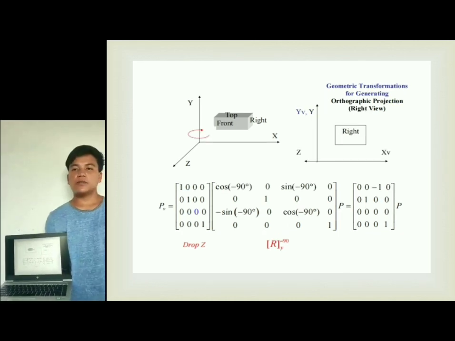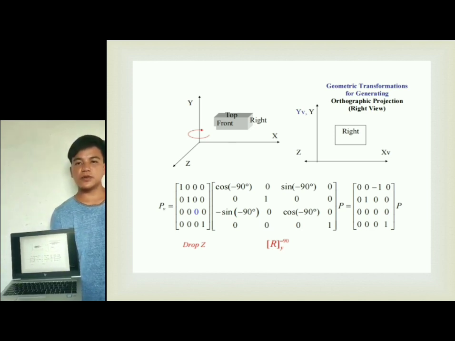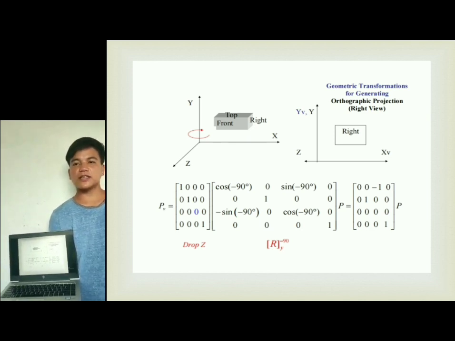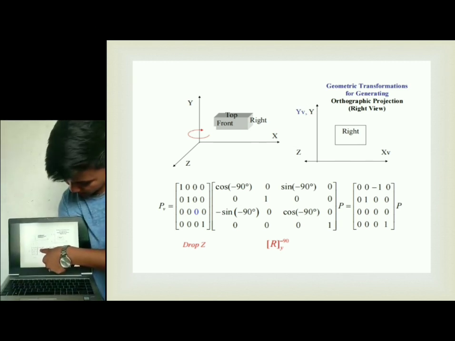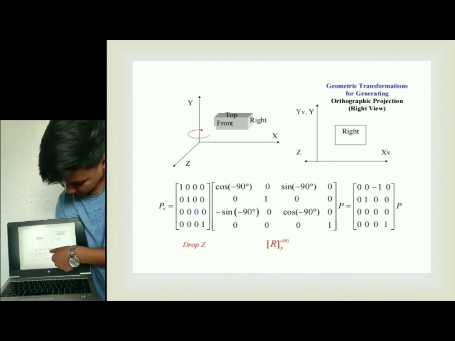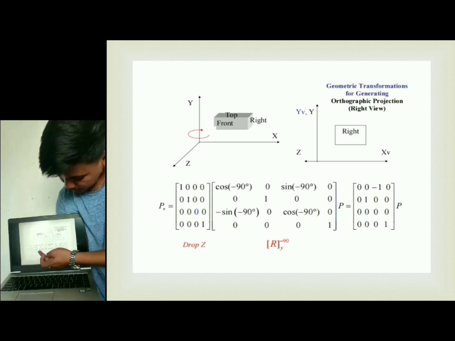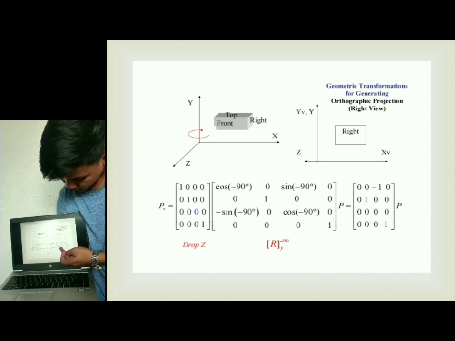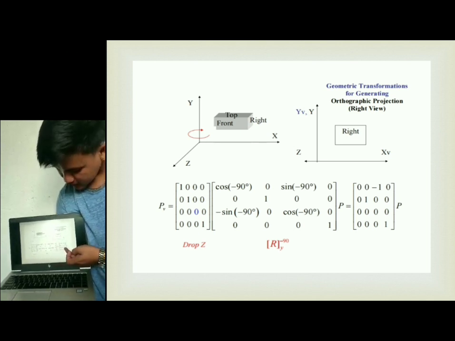Now we will focus on the right view. Again, we use the matrix equation with the trigonometric functions cosine and sine of 90 degrees. Cosine of negative 90 degrees equals 0. Sine of negative 90 degrees equals 1. Negative sine of negative 90 degrees equals 0. Cosine of negative 90 degrees equals 0.